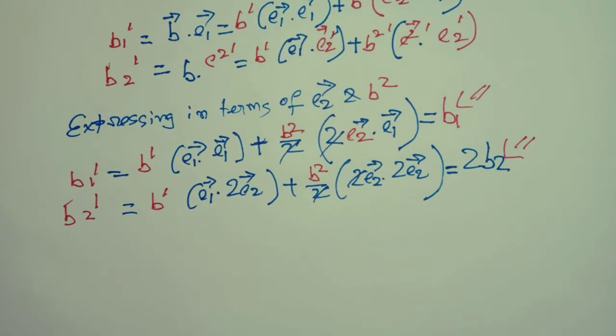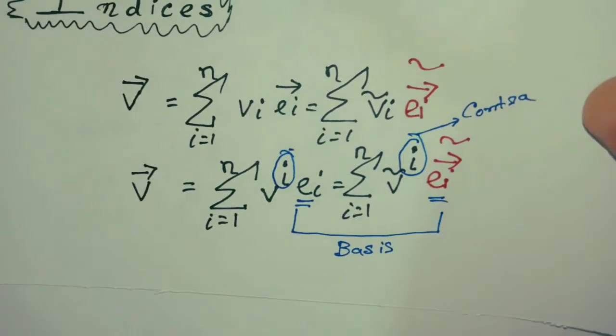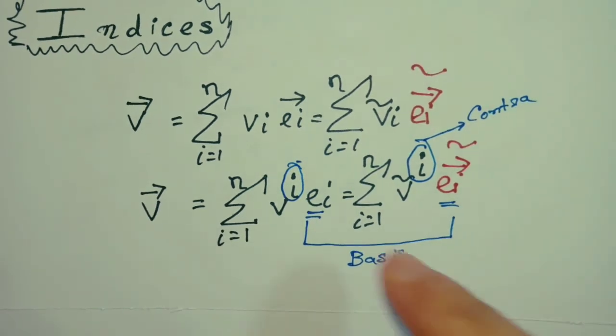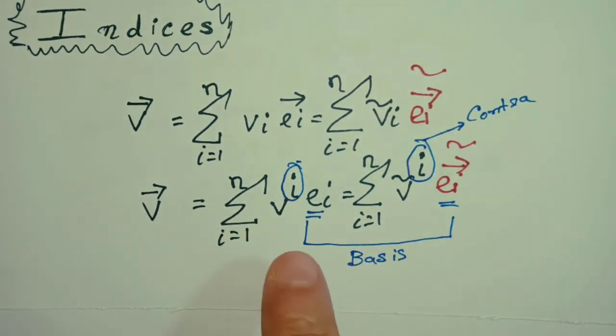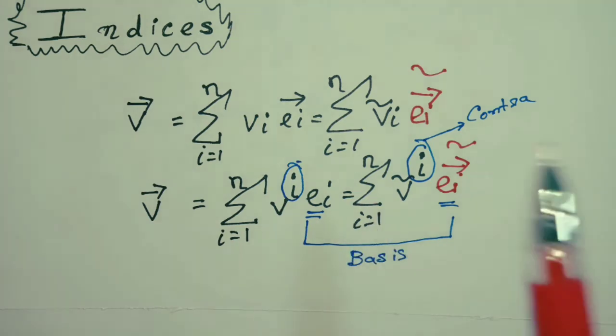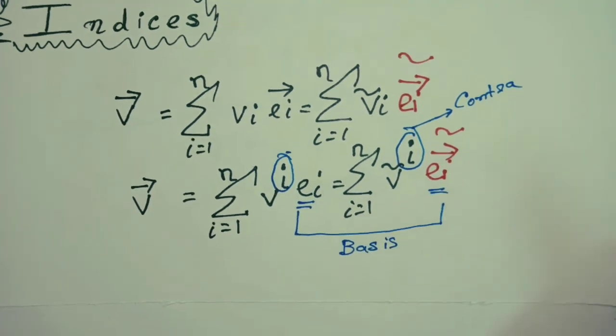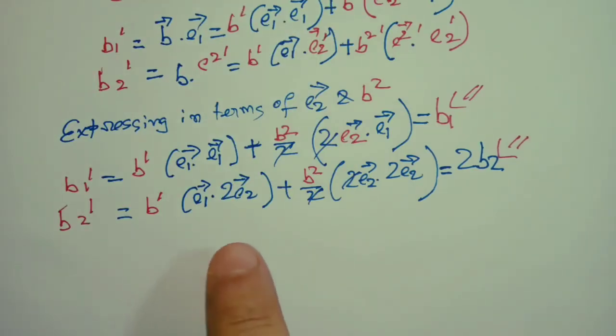If you remember the earlier indices part, which I have shown you, let me see. Yeah, it is here. So I'm just referring to this. You see this one has the basis vector below and the contra part on the top. The same happens over here. Here also we have seen that the basis part remains below.